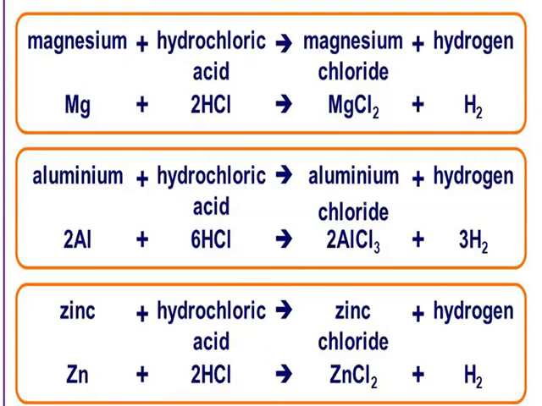We first will see the example of magnesium reaction with hydrochloric acid forming magnesium chloride, the salt, along with the release of hydrogen gas. Aluminium reacting with dilute hydrochloric acid rapidly forms aluminium chloride along with the release of hydrogen gas. Zinc reacts with dilute hydrochloric acid to give zinc chloride and hydrogen gas, but the reaction is less rapid than that of aluminium and magnesium.